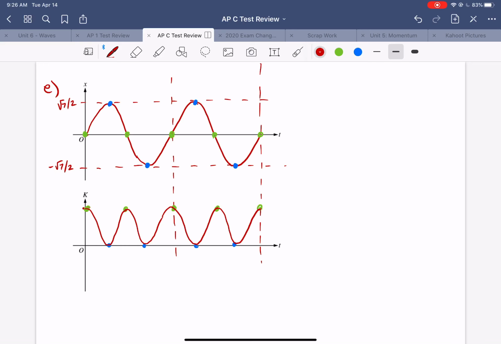The kinetic energy graph is strictly positive. It goes back and forth between 0 and a maximum value instead of a negative value and a positive value. But also the frequency of the kinetic energy graph is double that of the position graph. There are twice as many cycles in the kinetic energy graph as in the position graph. So make sure you don't get careless about that if you see a problem like this on the AP test.